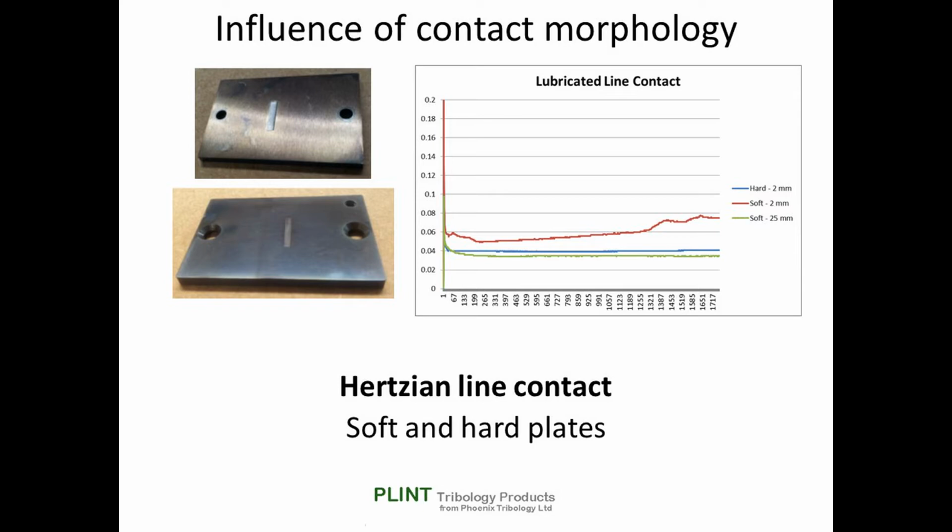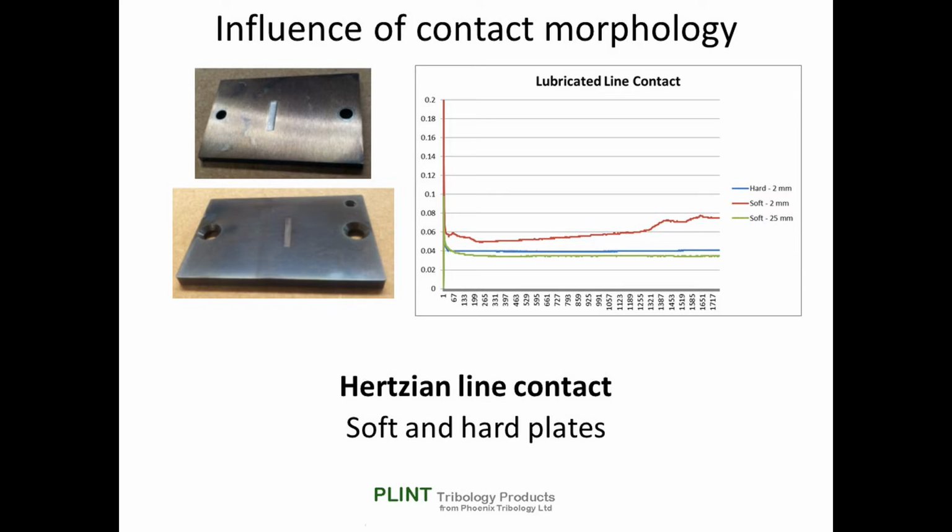Similar effects can be seen with a cylinder on flat line contact. At short strokes, the hard cylinder on soft plate can result in much higher friction than the same cylinder on a hard plate. In this example, with the former, a hole has been dug in the surface. With the latter, the contact patch remains essentially flat.